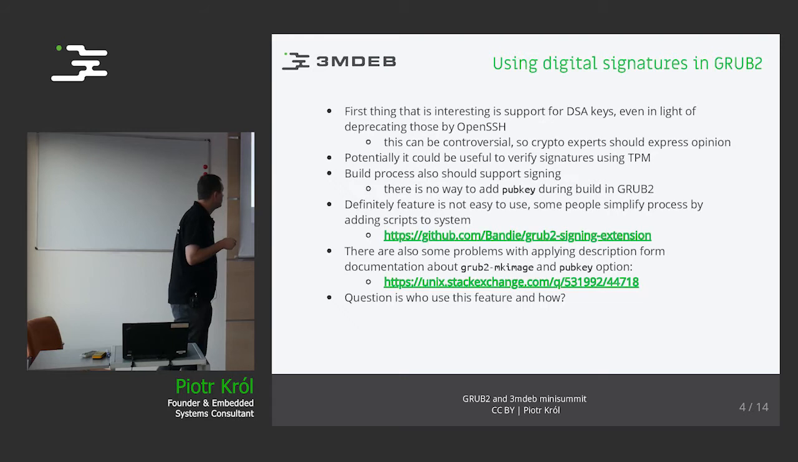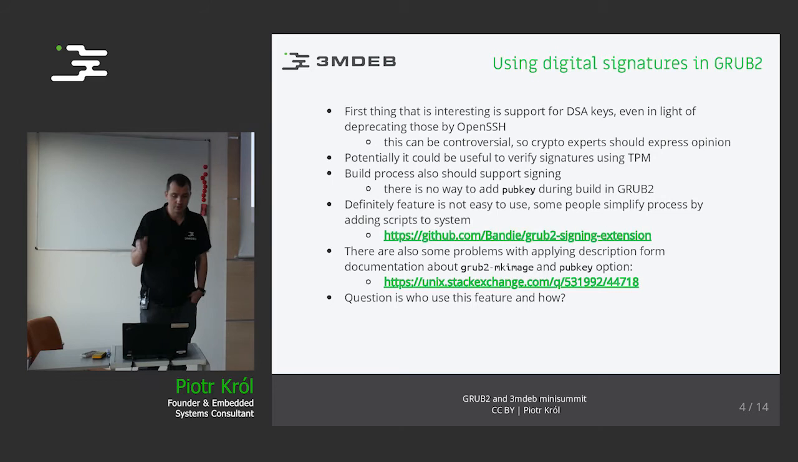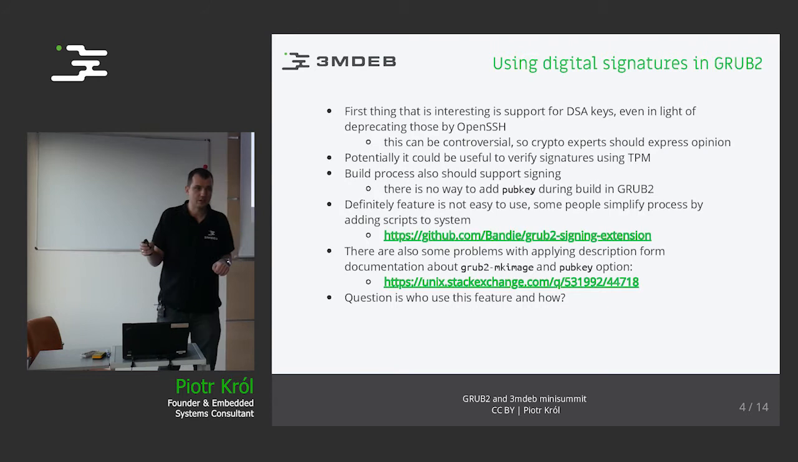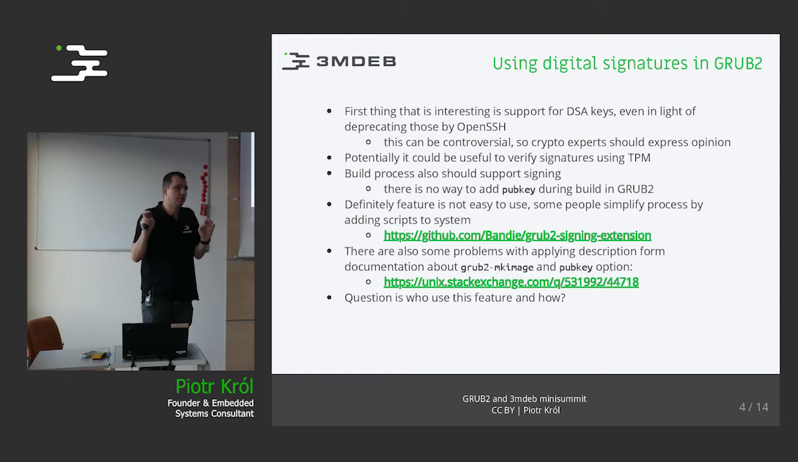So potentially this could be useful to verify signatures using TPM. I believe definitely there are methods to create your own private public key pair and then verify signatures using TPM. This would be also cool, because you don't have to add the public key to GRUB. I don't know where the public key is kept right now, but you don't have to add it. You should be able to leverage the TPM infrastructure, but it's not implemented at this point, and there is no support for that.